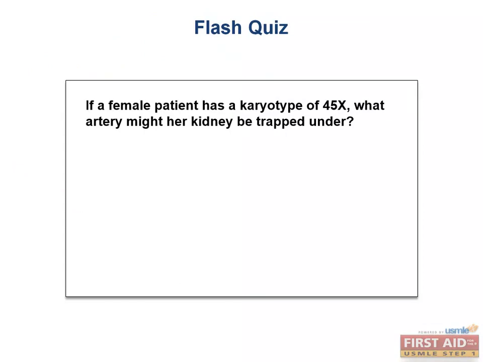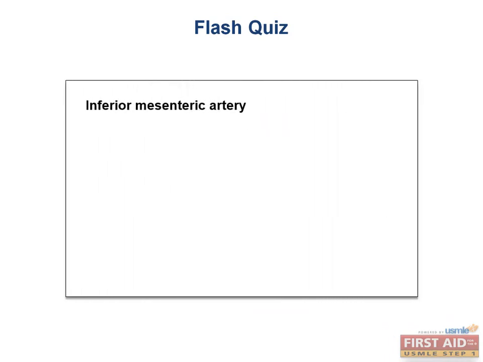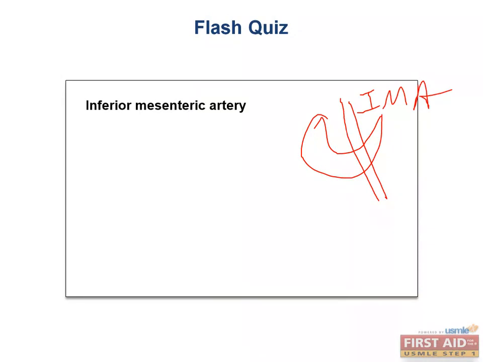So let's finish up the renal embryology section with a flash quiz. If a female patient has a karyotype of 45X, what artery might her kidney be trapped under? The answer is inferior mesenteric artery. Remember that patients with Turner syndrome are more likely to have the horseshoe kidney, which becomes trapped under the IMA as the kidneys try to ascend into the abdomen from the pelvis during development.